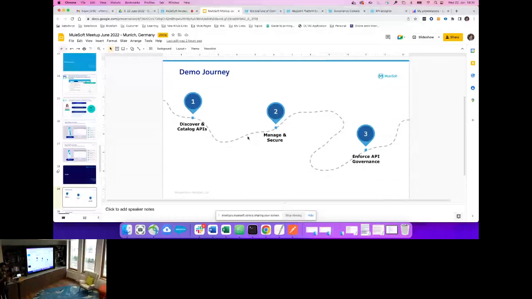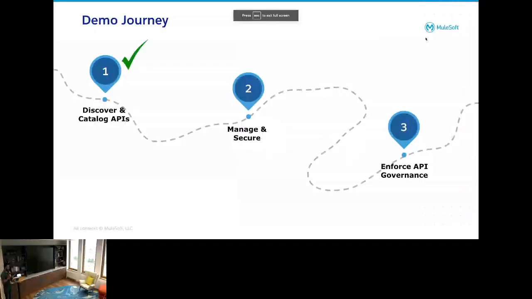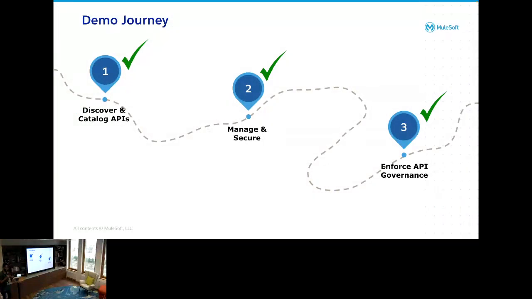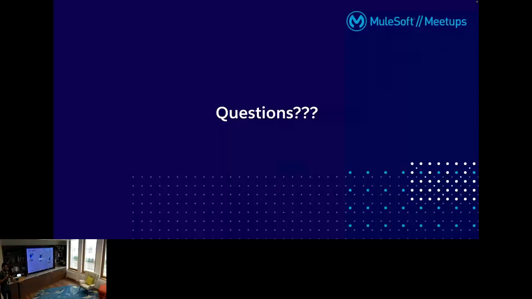We were able to, and finally, we went to the enforcement of API governance by creating certain rule sets and visualizing those rule sets, visualizing non-conformant APIs, and finally we were able to enforce the governance on the APIs as well. So this brings me to an end of my presentation and my demo.